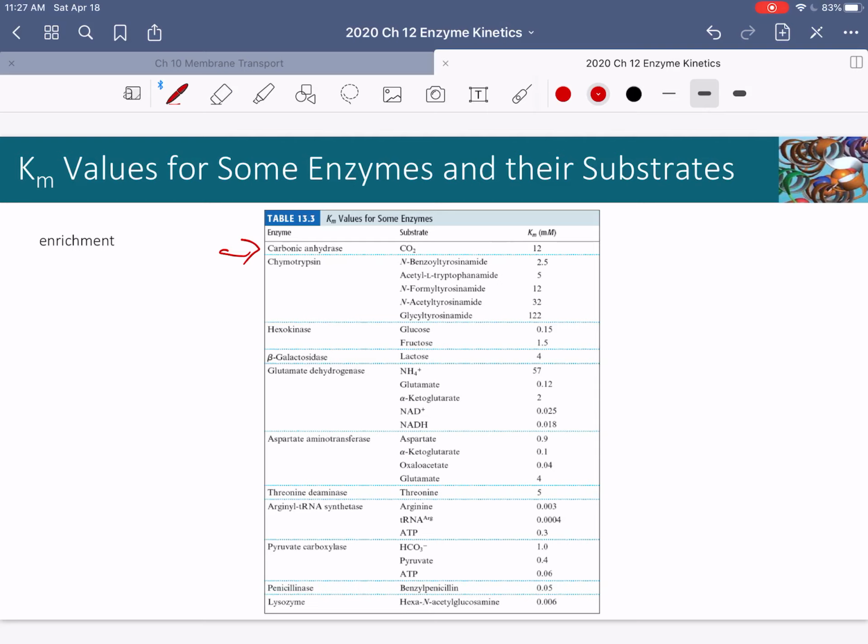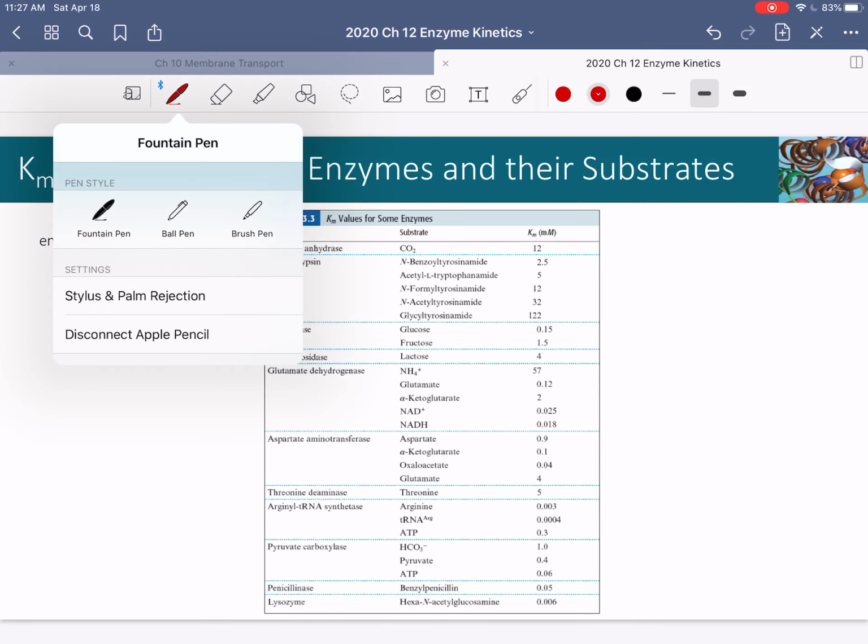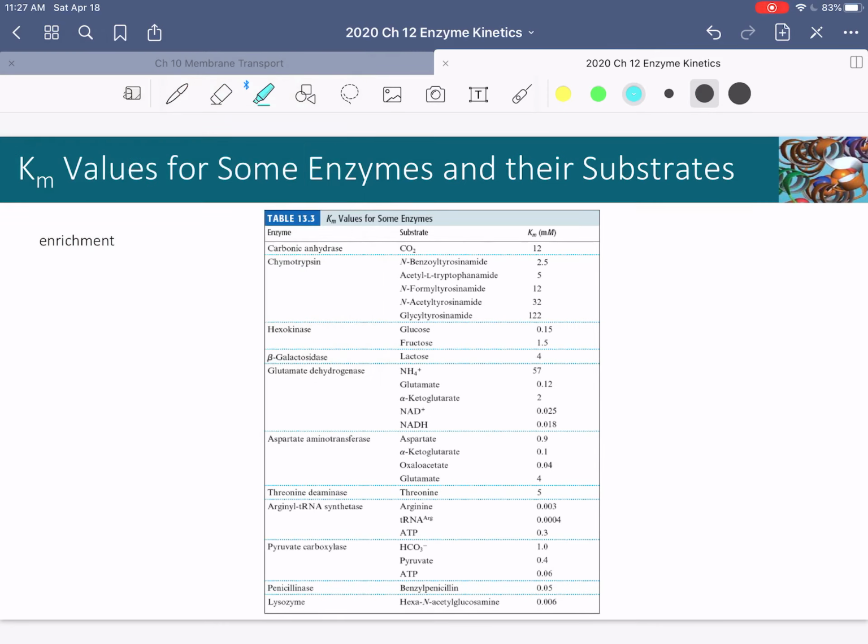Actually, there are larger ones. Glutamate dehydrogenase has a high Km for some substrates and a low Km for others. So the point is you can have a range of Kms for different enzymes. But let's focus on carbonic anhydrase because I want to make a point about how good an enzyme is and its relationship to Km. So carbonic anhydrase has kind of a crappy Km, right?